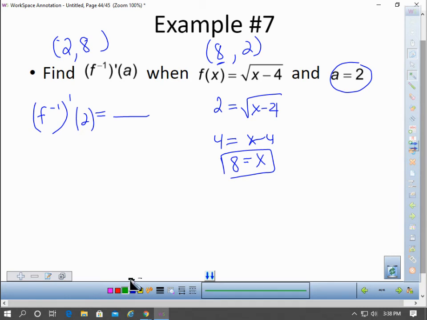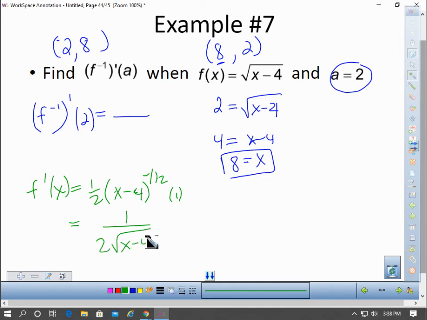All right? So I'm going to do the derivative of this function. So f prime of x. So remember, this is x minus 4 to the 1/2 power. So that's going to be 1/2 times x minus 4 to the negative 1/2. And then if you were to chain, it would just be a 1. So make sure we're not forgetting that. All right, so that means my answer is 1 over 2 square root x minus 4. That's my derivative, because that's a square root.